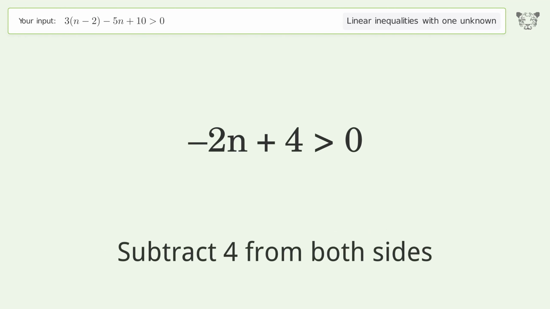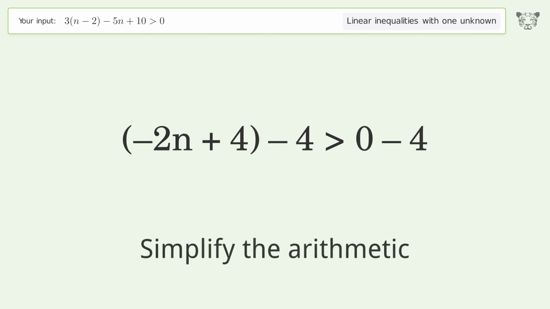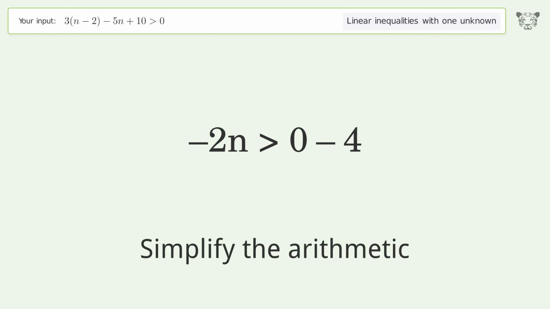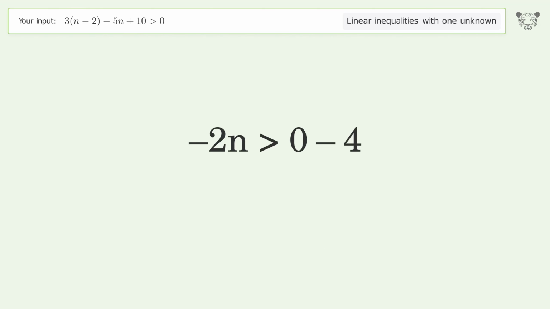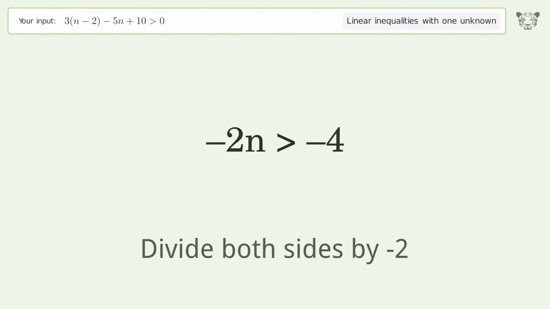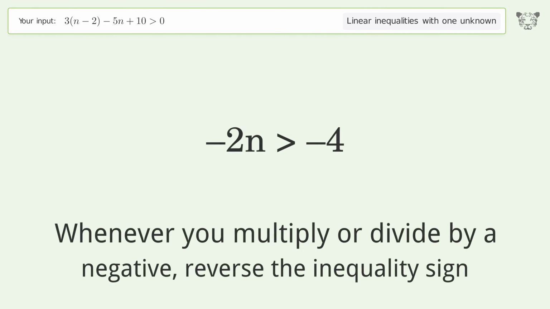Subtract 4 from both sides. Simplify the arithmetic. Isolate the n. Divide both sides by -2. Whenever you multiply or divide by a negative, reverse the inequality sign.